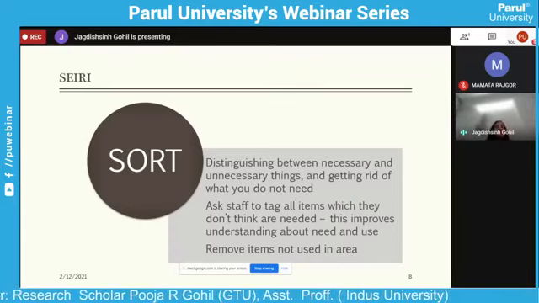Sort out your things. Second simple step: once you have done with the sorting, the things which are required by you, you should keep them at a proper place. There is a famous saying: a place for everything and everything in its place.